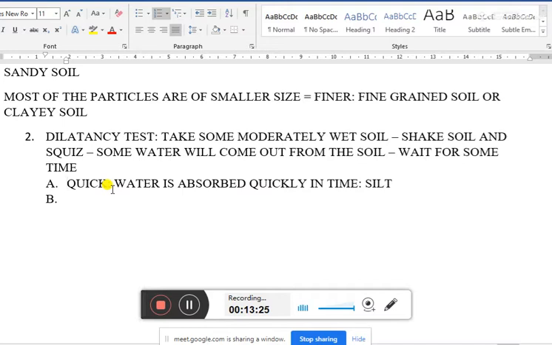Okay, there may be three cases according to the phenomenon, that is about this water which is coming out from the soil sample. Now if the water is absorbed by the soil after the squeezing and shaking operation, if the water is absorbed quickly, then the operation may be called quick, and that type of soil may be classified as silt.